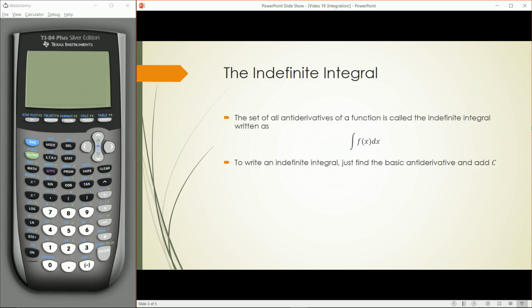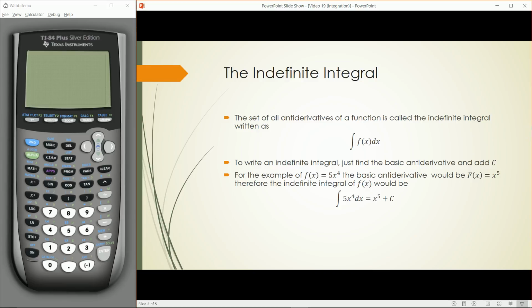Now, to write the indefinite integral solution, you just take the most basic antiderivative you have and then add c to it. So if you have the function 5x to the fourth, the basic antiderivative would be x to the fifth. That means the indefinite integral would be x to the fifth plus c, where c is some constant. You put any constant you want in for c, and that's still an antiderivative. Some problems will be based on certain situations you know, in which case you have to find out what c should be.